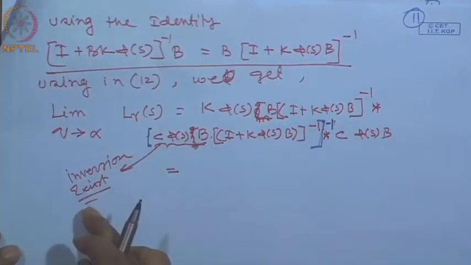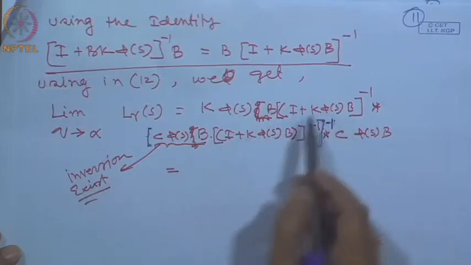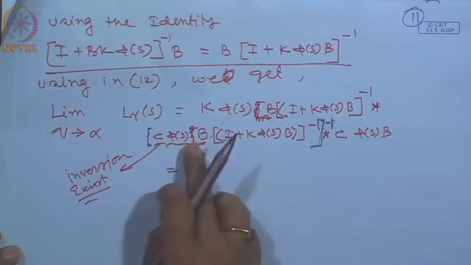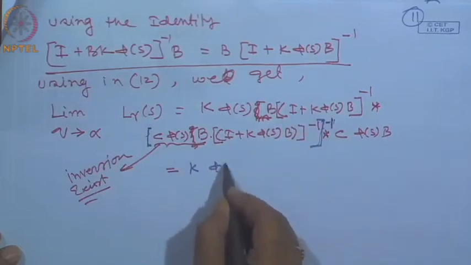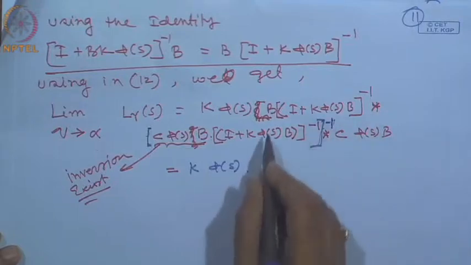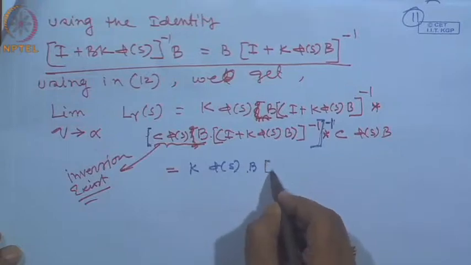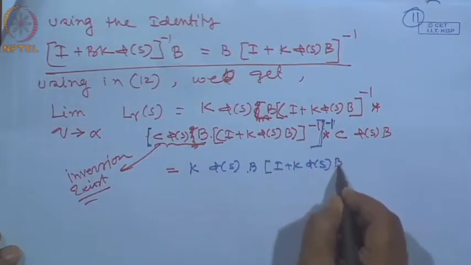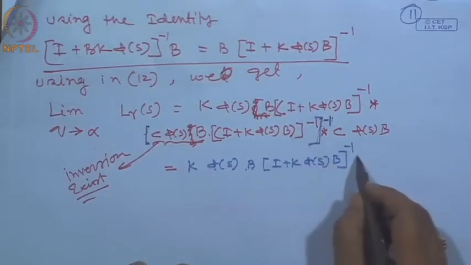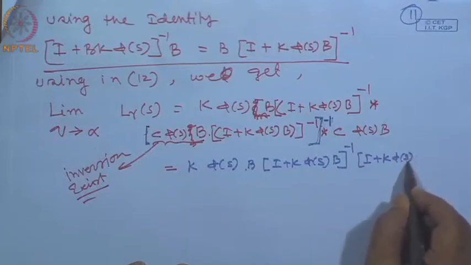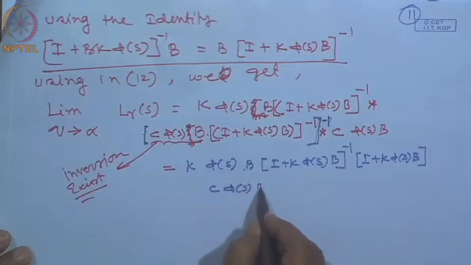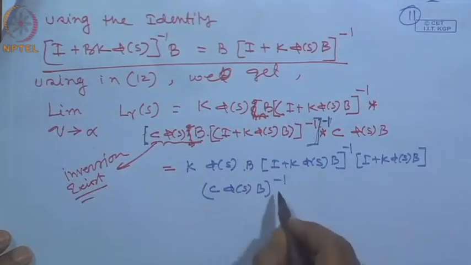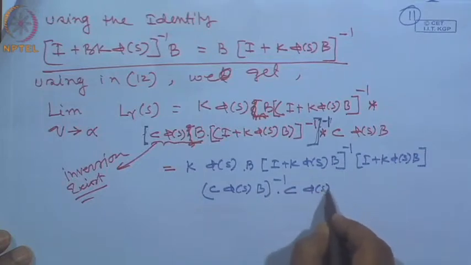Agree? Now you see this. This is the identity matrix, because (A B C) whole inverse is equal to C inverse B inverse A inverse, provided the inverses of A, B, C all exist. So, if you do this process, then ultimately you get K phi s B, then (I plus K phi s B) whole inverse, then I plus K phi s B, then this whole inverse, C phi s B whole inverse, agree, into C phi s B.